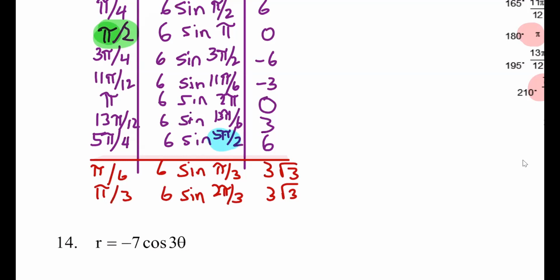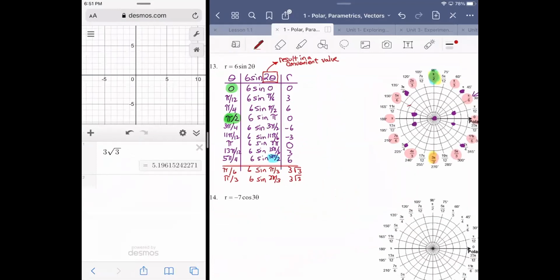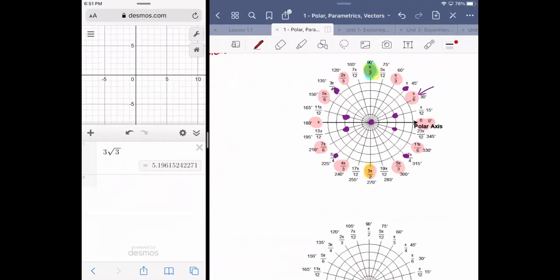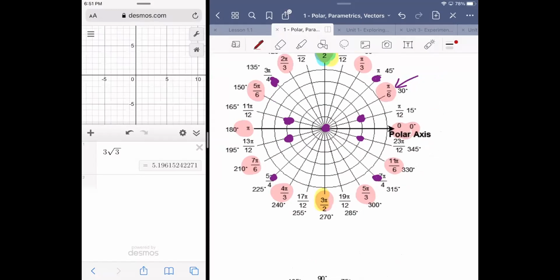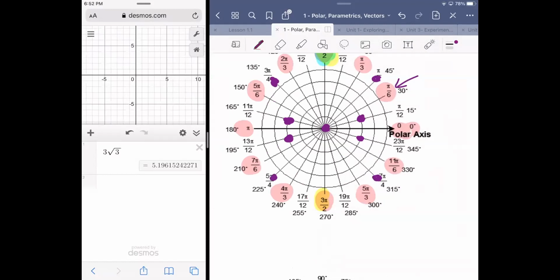All right, so I just popped in 3 radical 3. So it's about a little over 5. I'll just keep that up for later. So a little over 5 in the direction of pi over 6 and pi over 3. So I'm going to plot those points. 1, 2, 3, 4, 5. So it's going to be right here and a little right over here.